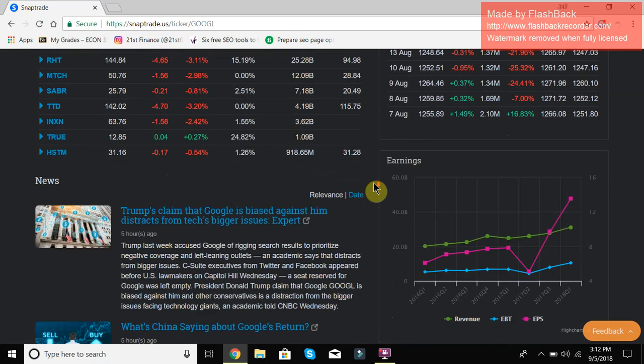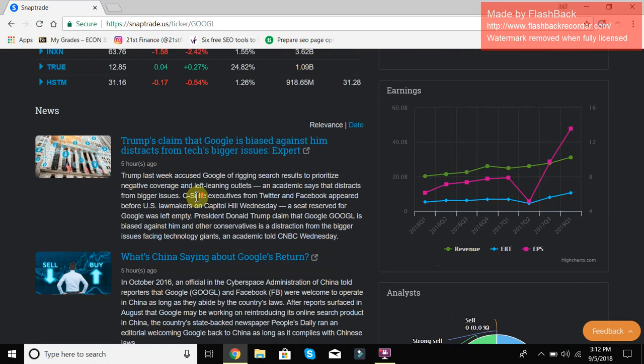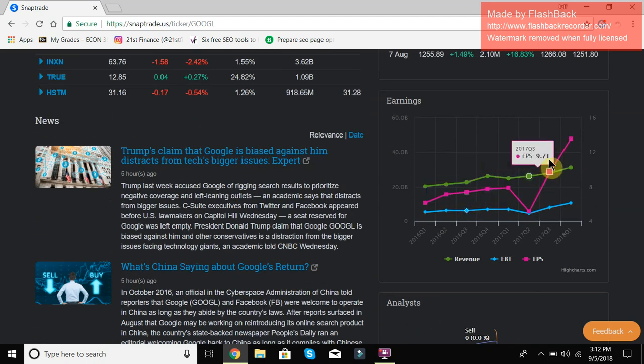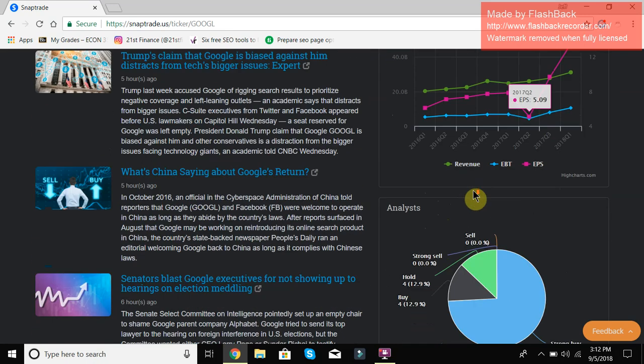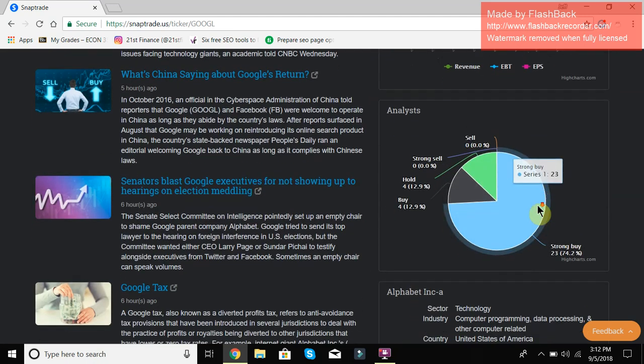Another good piece of information on here as well: there's news related to Google from a lot of your major news outlets, CNBC, MSN Money, things like that. You'll see earnings reports that they've had for the last couple quarters, the last couple years. You also see analyst predictions of whether you should buy it, hold it, or sell it.